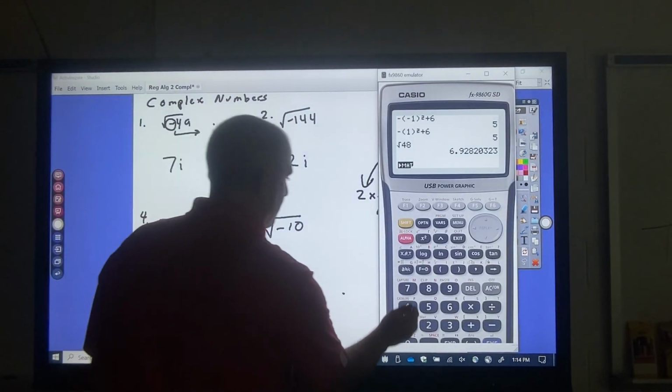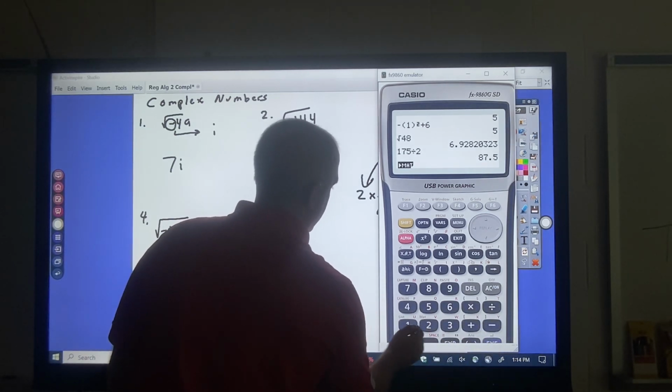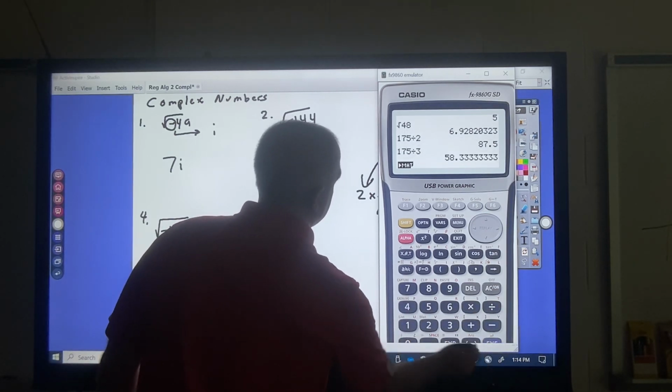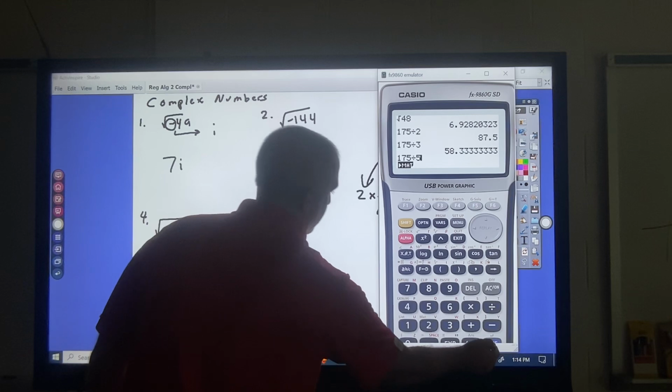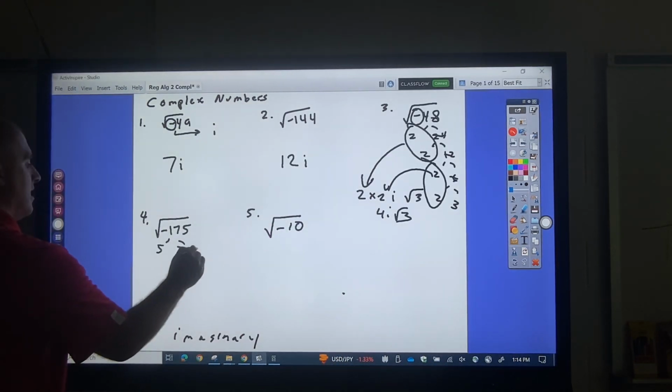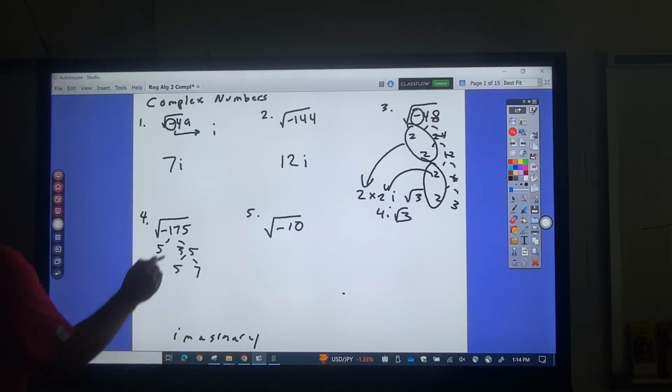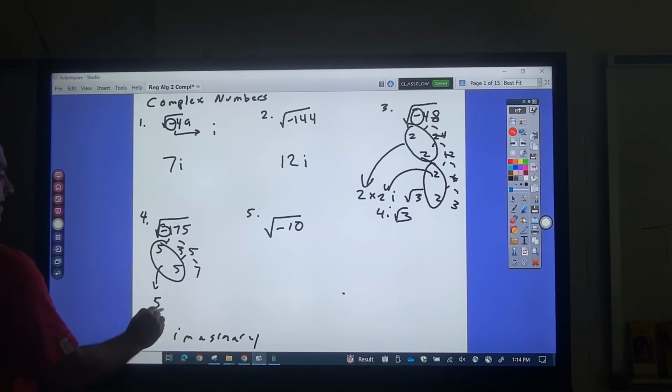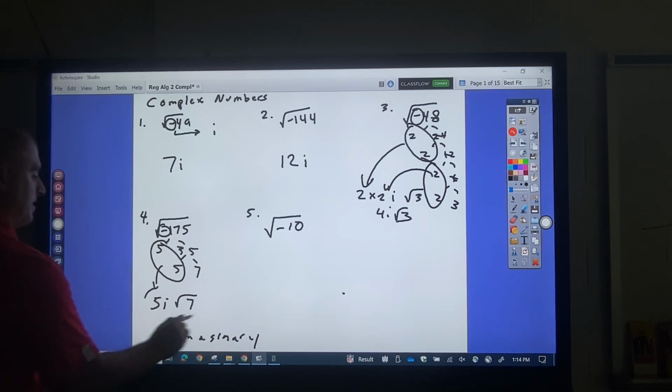Same thing here, 175. By 2, no. By 3, no. By 5, yes. 5 and 35, and 35 is 5 and 7. Here's my pair. Since I have the negative, I'm allowed to take 1, and because of that negative, that's i, so that's going to be 5i square root of 7.